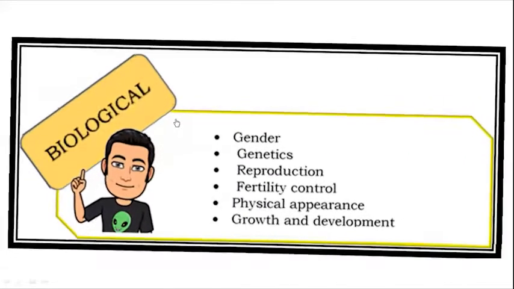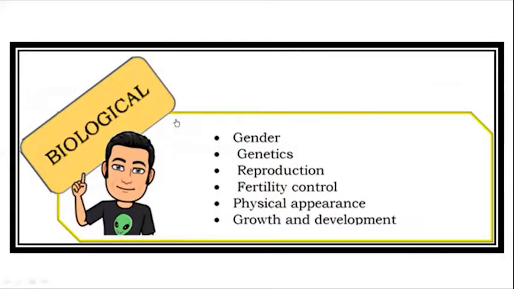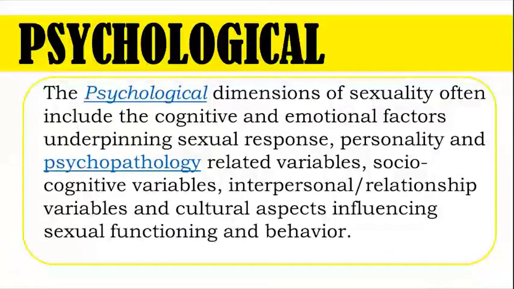For example, biological involves gender, genetics, reproduction, fertility control, the physical appearance, the growth, and the development. Psychological. The psychological dimensions of sexuality often include the cognitive and the emotional factors underpinning sexual response, personality and psychopathology related variables, social cognitive variables, interpersonal or relationship variables, and cultural aspects influencing sexual functioning and behavior.